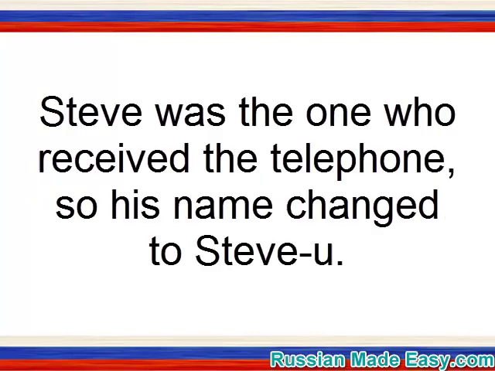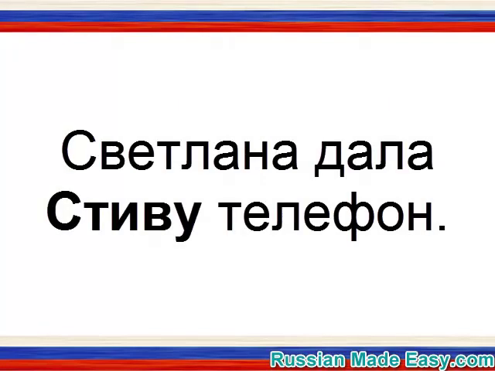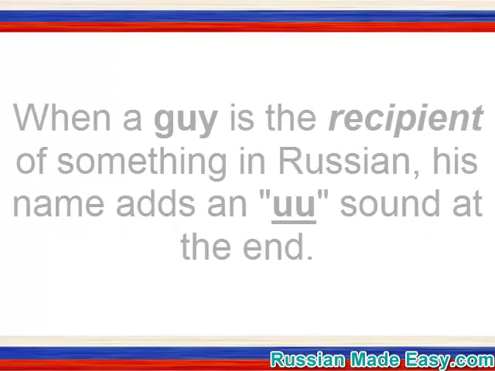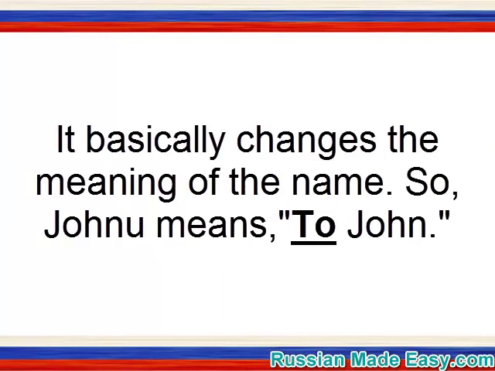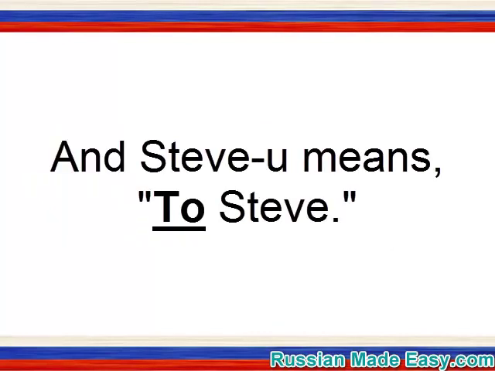And in the second one, Steve was the one who received the telephone, and so his name changed to Стиву. Listen closely. So when a guy is the recipient of something in Russian, his name adds an oo sound at the end. It basically changes the meaning of the name. So Джону means to John, and Стиву means to Steve.